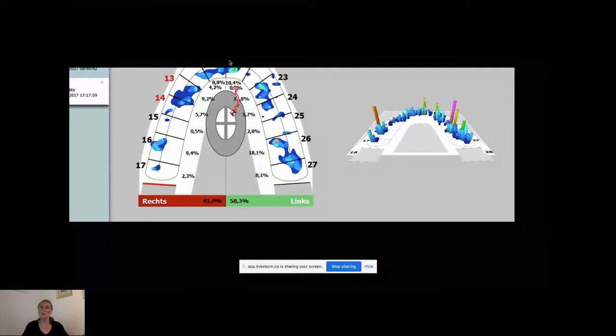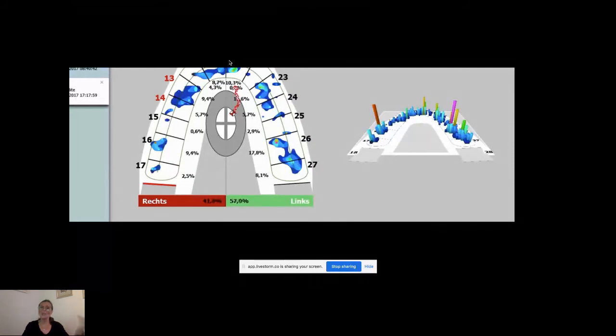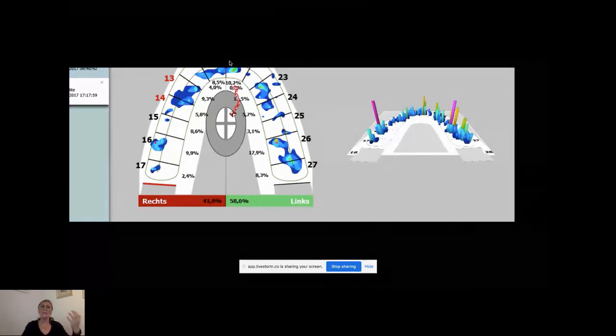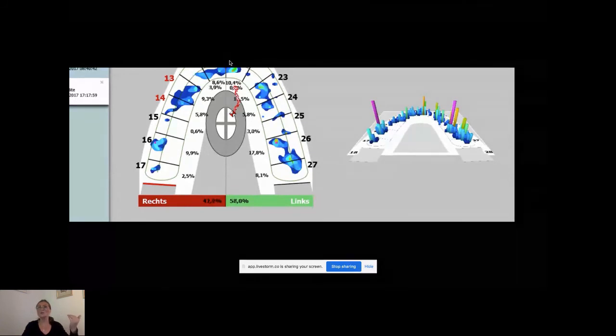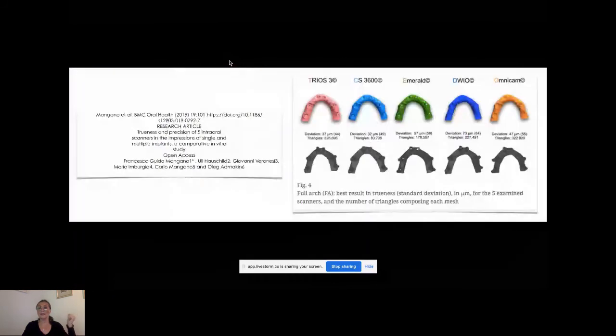We adjust the occlusion of the provisional restoration because it is an immediate loading, so we need to respect a balanced, harmonious occlusion, and also a soft food diet for the time of osseointegration. Now, after the time of osseointegration, 4 to 6 months or 3 months, depending on your philosophy, we think about eventually doing the final impression.